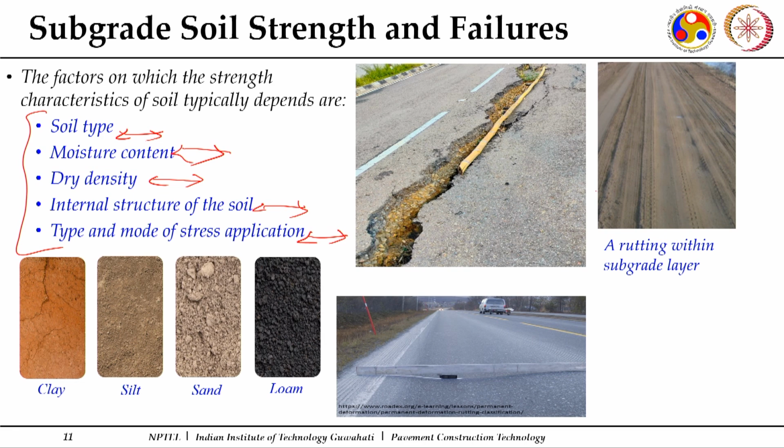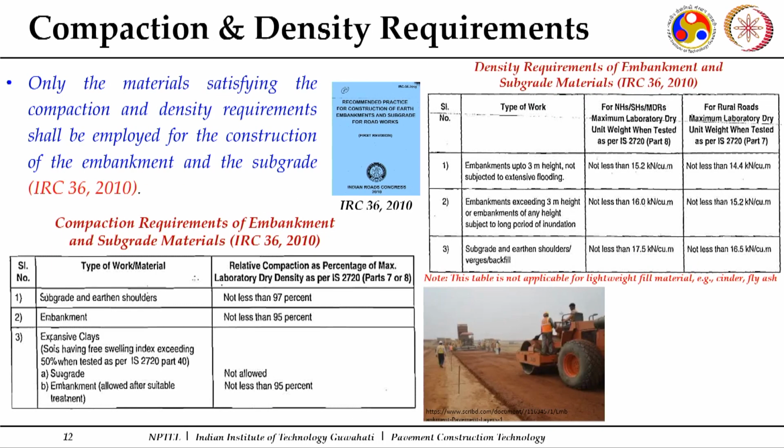Now, when we are making selection of some materials, there are some basic guidelines which are also given. This is IRC 36, which gives us recommended practice for construction of earth embankments and subgrades for road works. So, this gives you an idea. I have picked up some important tables out of it.